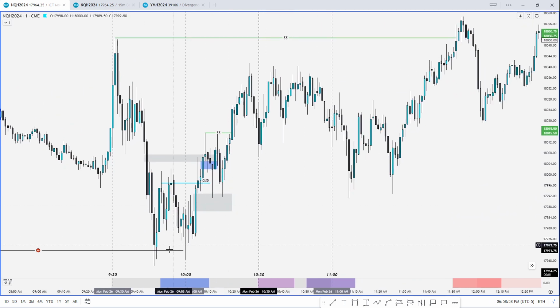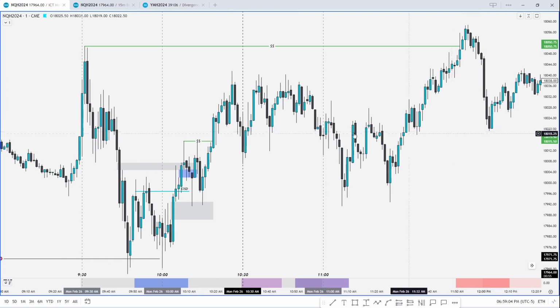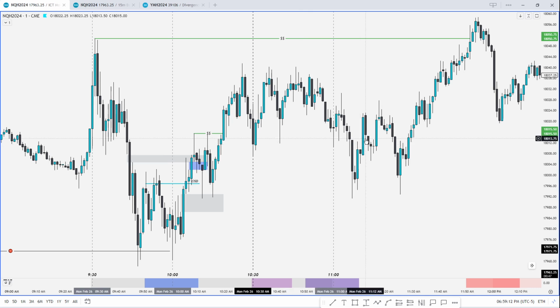And you can see we didn't even take out the swing low or even the entry point until after we had taken out the buy side up here. So it is a market maker buy model, although this retracement going into 11 o'clock is unexpected for sure, but it still played out nicely.